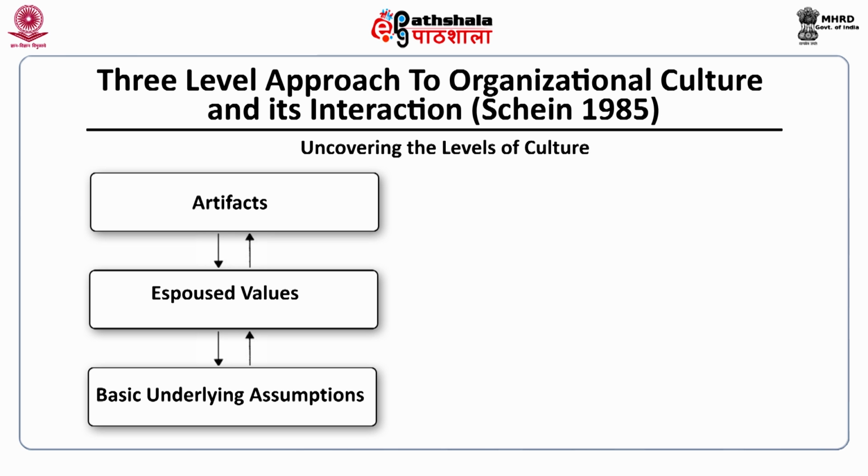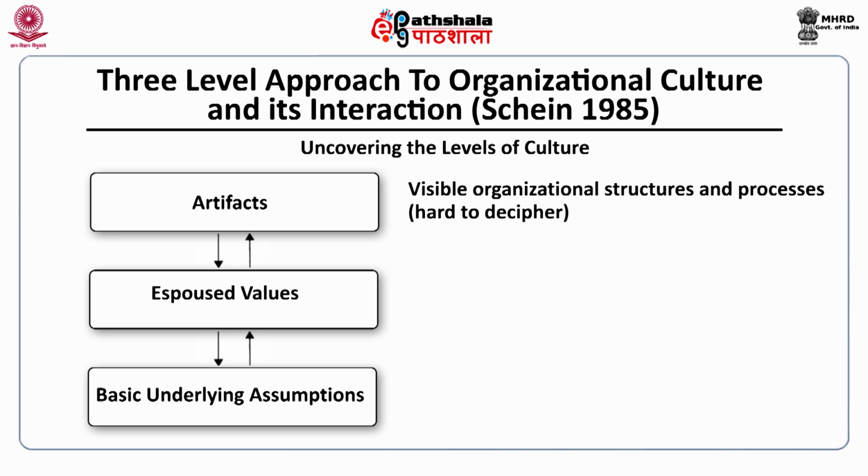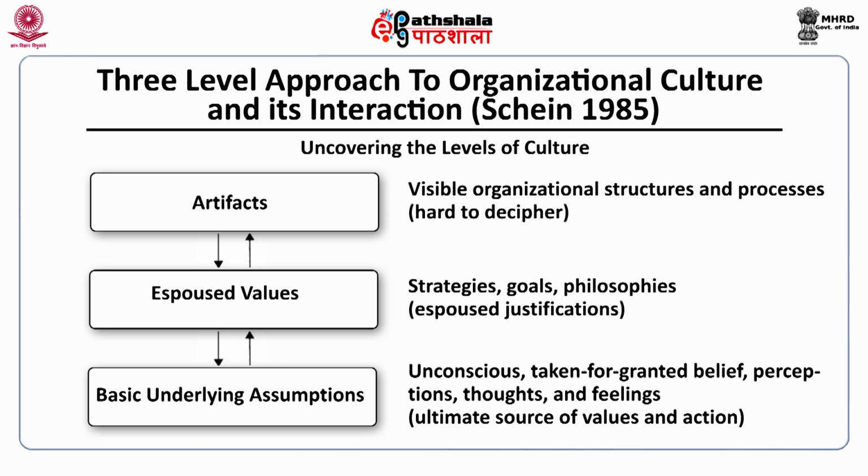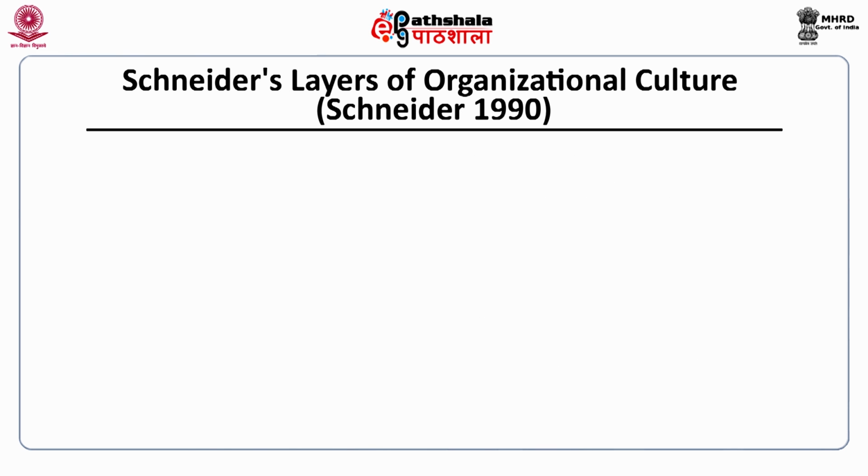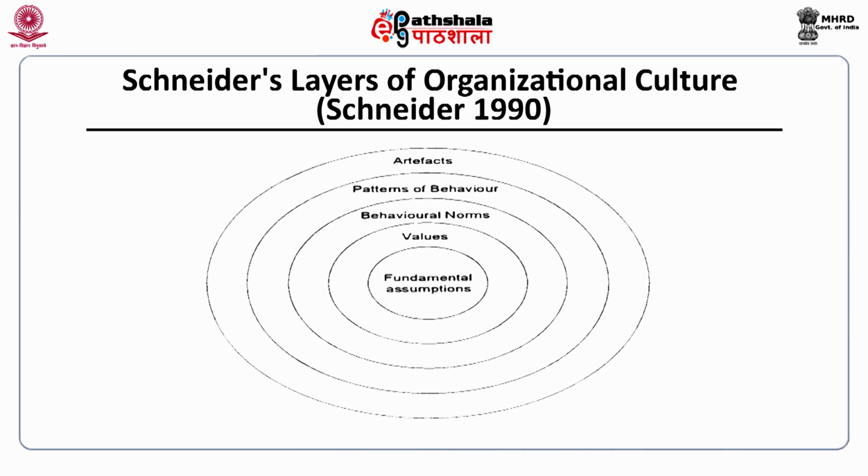In the artifacts, the visible organizational structure and processes are there. Strategies, goals and philosophies. Underlying assumptions are unconscious, taken-for-granted beliefs, perceptions, thoughts and feelings. Schein's layers of organizational culture include the fundamental assumptions, values, behavioral norms, patterns of behavior and artifacts.